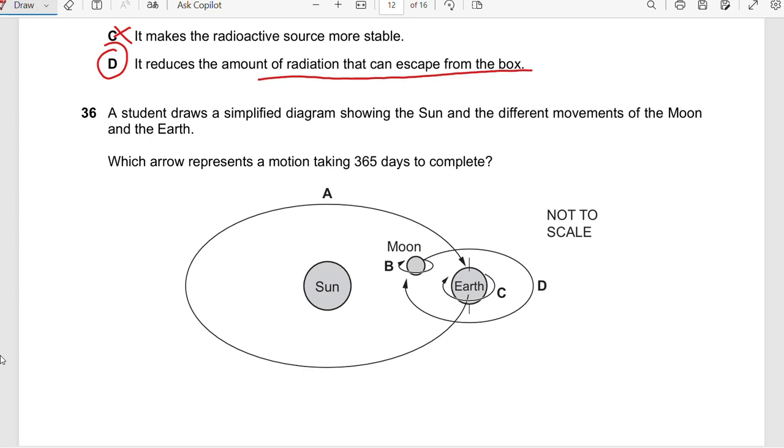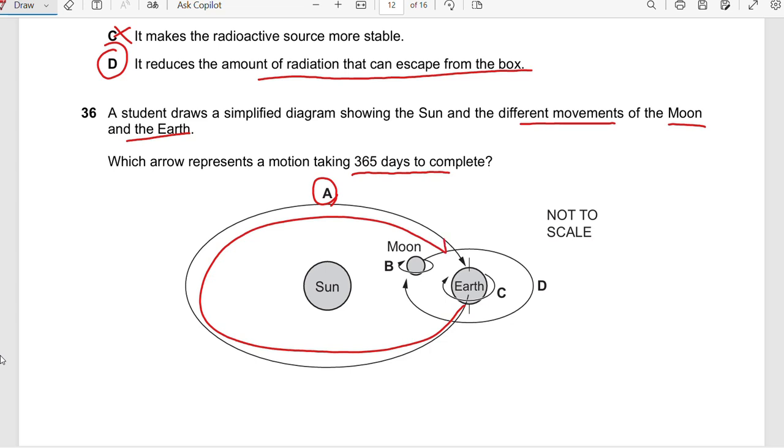Question 36. A student draws a simplified diagram showing the sun and different movements of the moon and the earth. Which arrow represents a motion taking 365 days to complete? The 365 days is actually the rotation of Earth around the sun, right? So it's a full year. It is A, the motion around the sun.